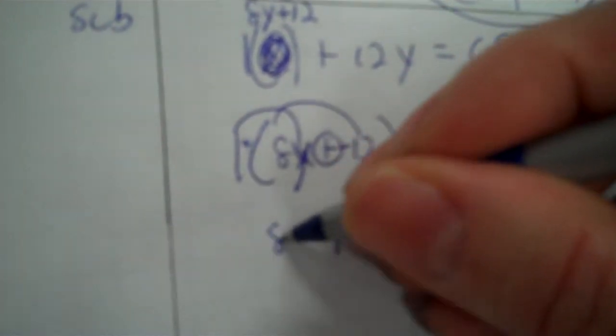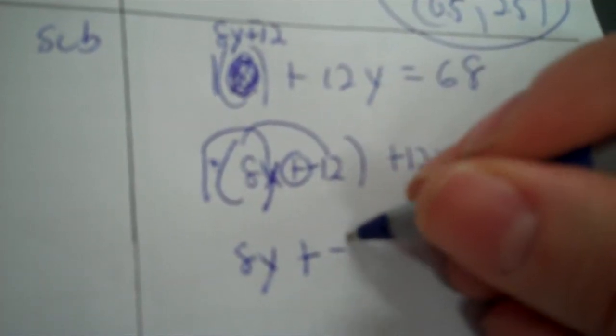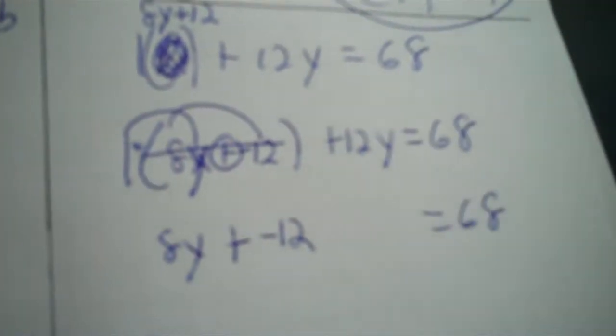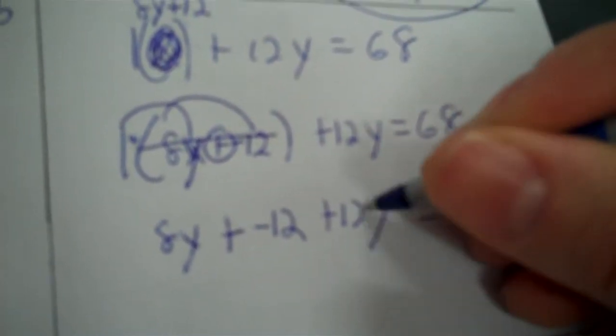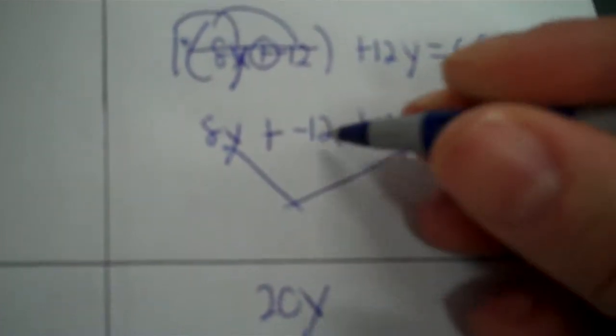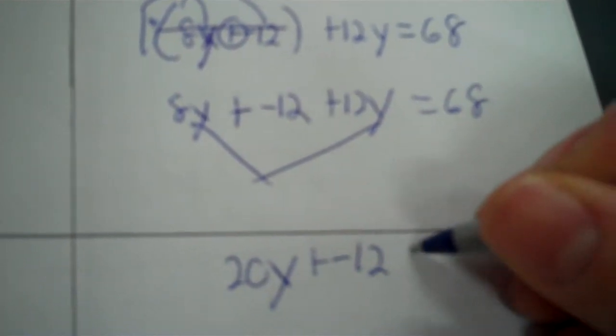So if you want to drop your plus, do it. 1 times 8y is 8y. 1 times negative 12 is negative 12, and then you add the 12y that's outside. So I combine my y's together. 8 plus 12 is 20y, plus the negative 12 equals the 68.